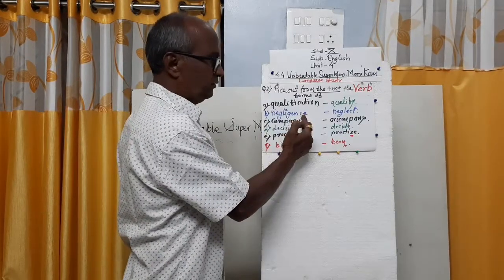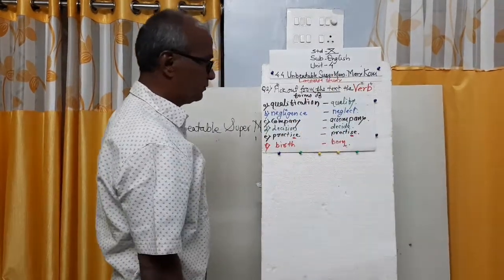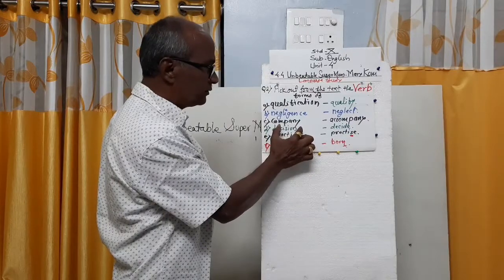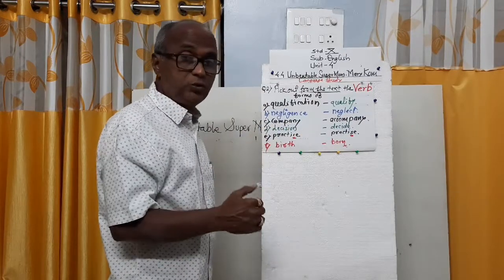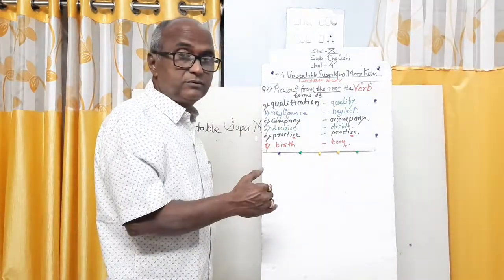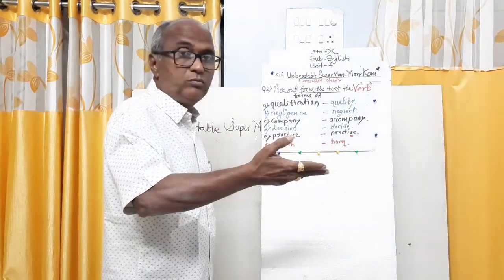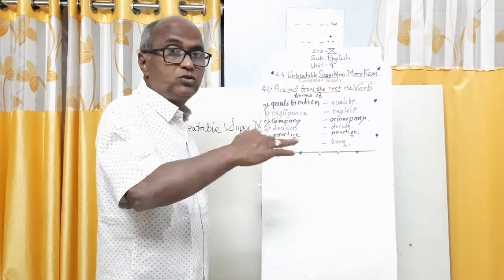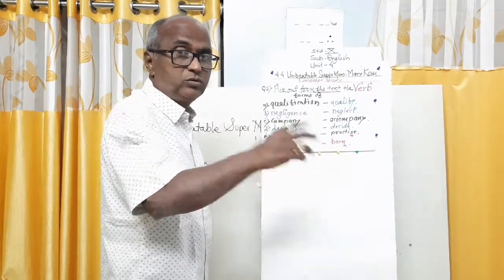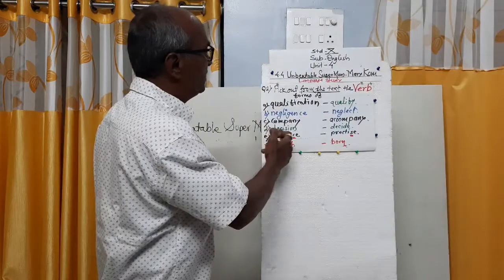Negligence. Verb is neglect. Company. The verb is accompany, to go with. Coach was not allowed to go with Mary Kom. Means coach did not accompany her. We have gone through the sentence. Now, decision.